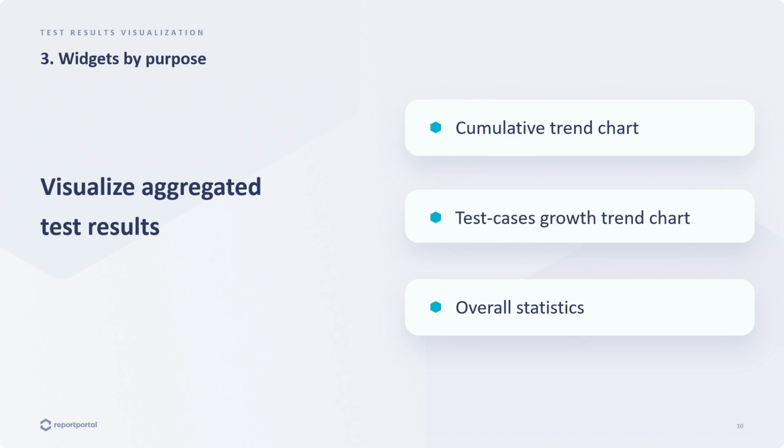The second one is test cases growth trend chart. This chart shows how many new test cases have been executed in each run. It allows observing if the test team generally adds or excludes something from one run to the next. And overall statistics widget shows summary of test cases with each status in the selected launches. Let's create them in ReportPortal.